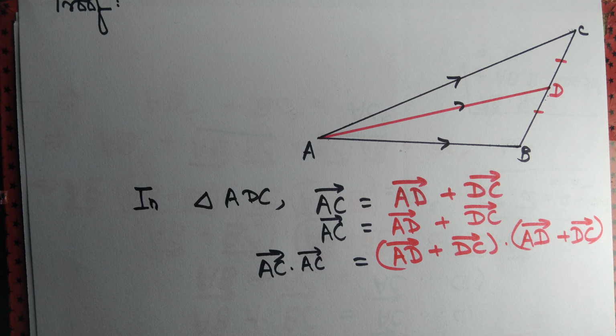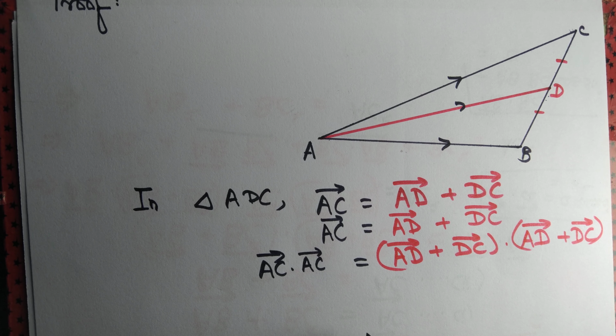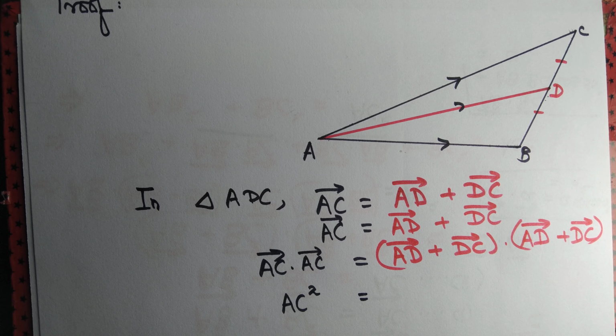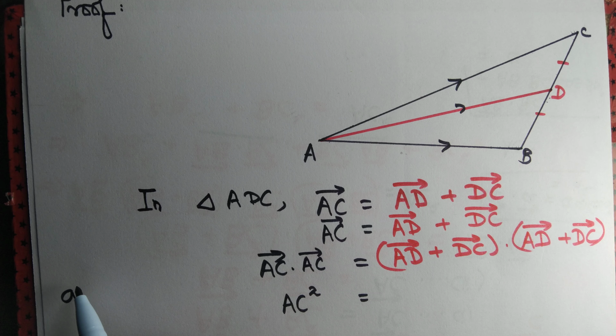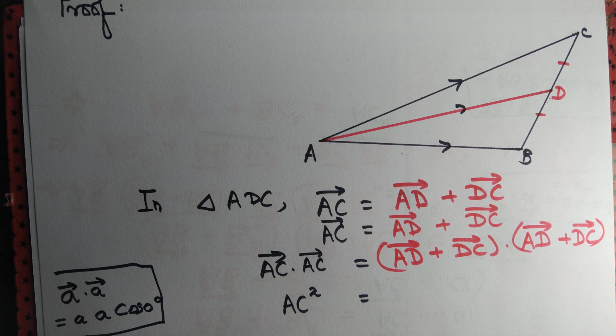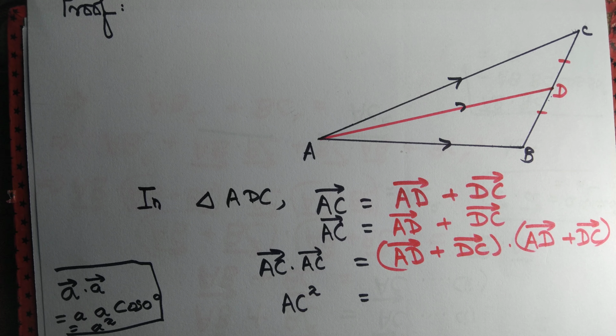Now AC dot AC is nothing but AC square, because angle between AC is 0 degree. AC dot AC is magnitude of AC. So let's just recall that A dot A equal to A times A into cos 0 degree, because angle between A and A is 0 degree. With that we have A dot A equal to A square, because cos 0 degree is 1. And with that we have AC dot AC equal to AC square.